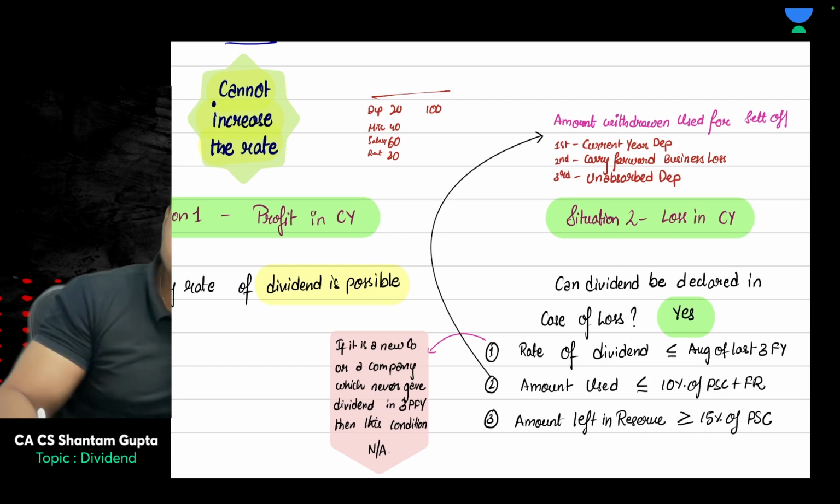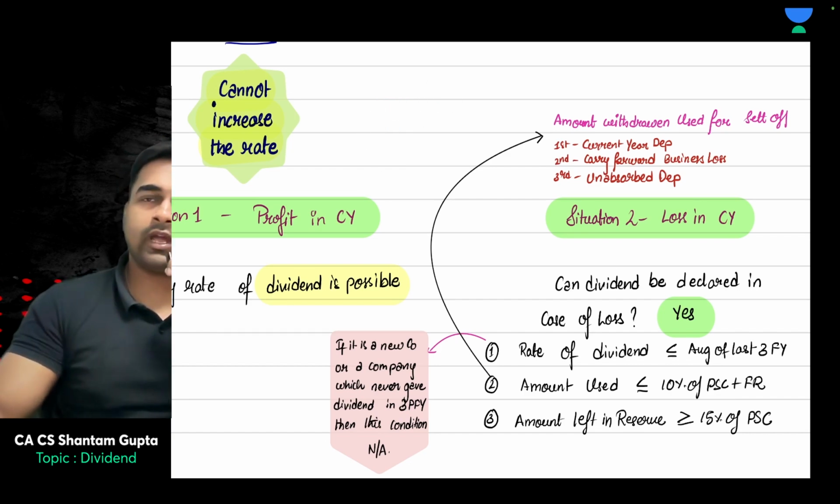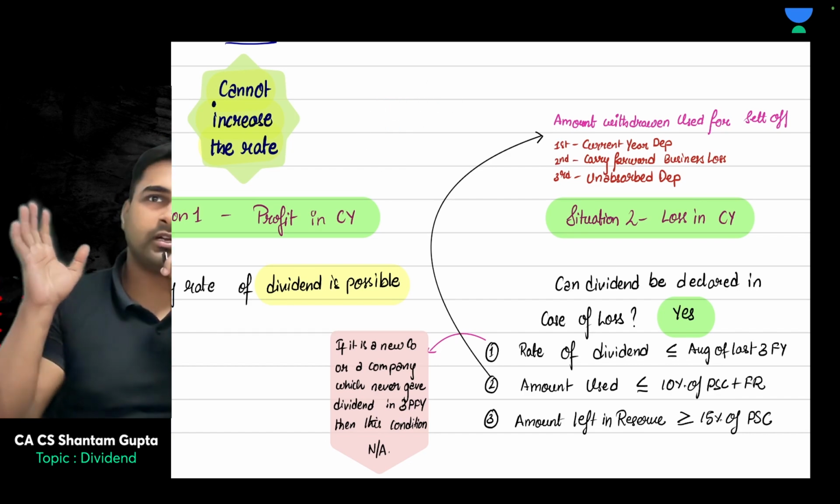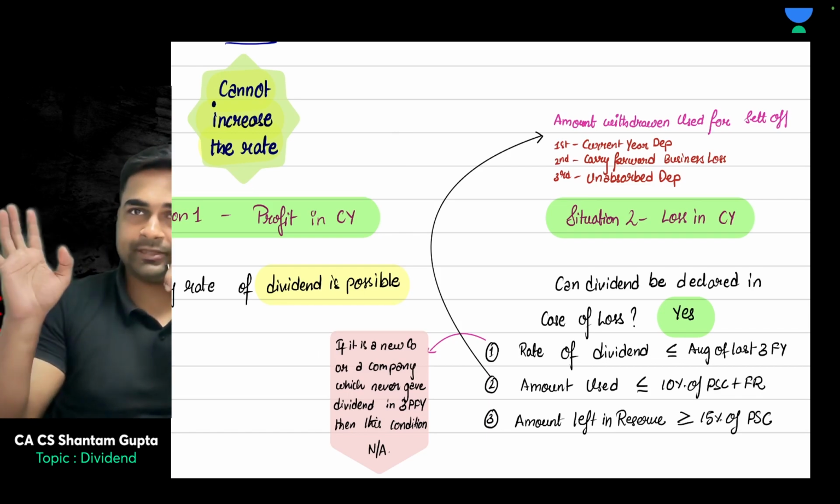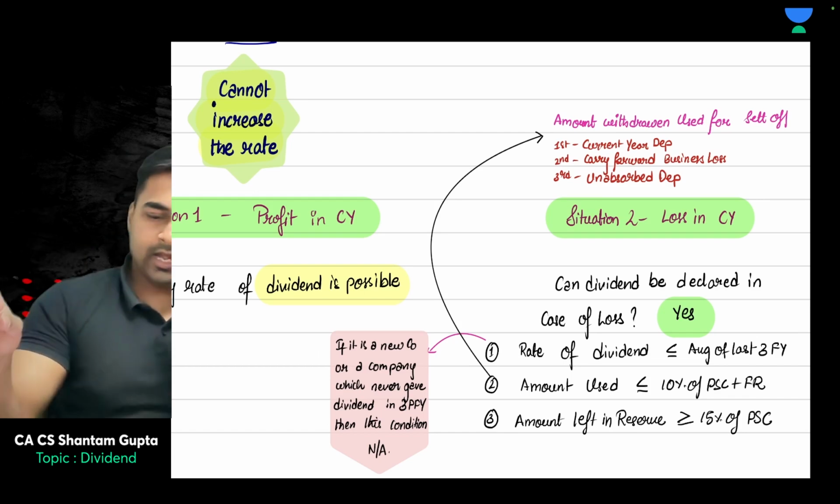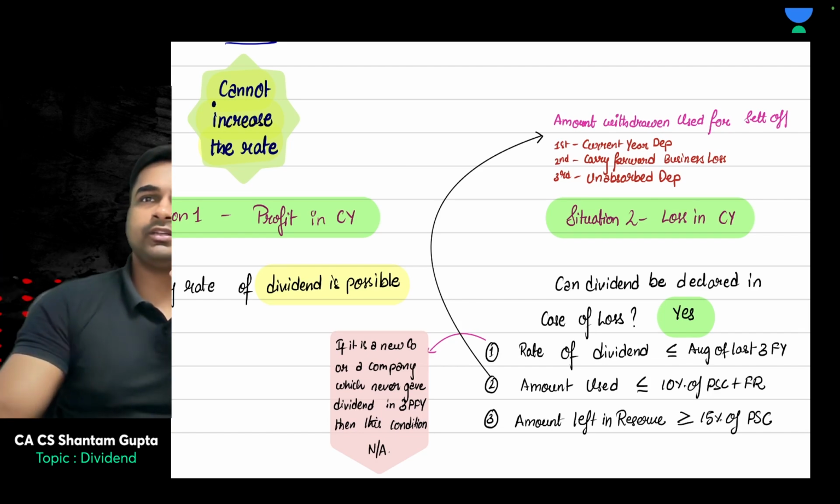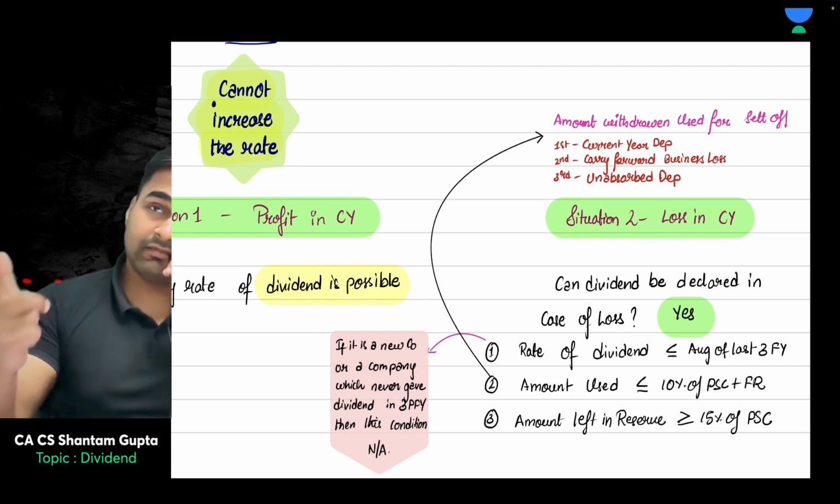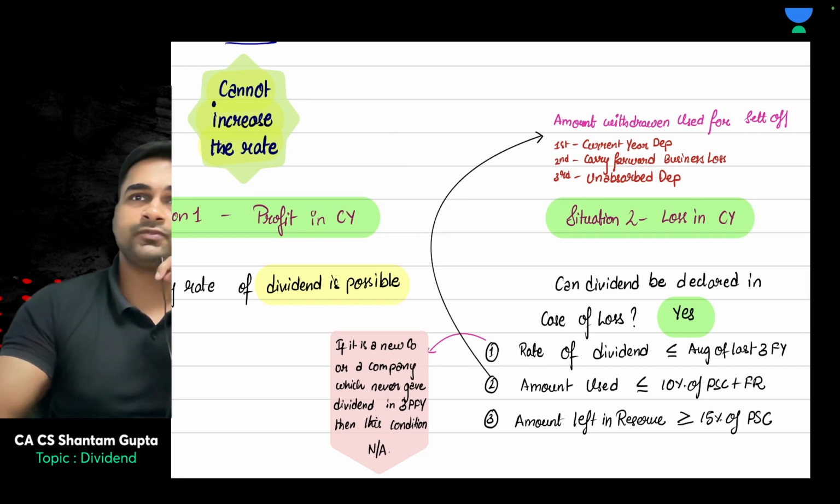Amount withdrawn used for setup. See, I will withdraw amount from the result. Let's say I withdrew 100 lakhs. First, I write off current year depreciation, 10 lakh. 90 lakh remaining. From the 90 lakh, you will carry forward business losses, let's say 20 lakh. 90 minus 20, 70 remaining. Now from this 70 lakh, you will subtract unabsorbed depreciation, let's say 40 lakh. 70 minus 40, 30 remaining.